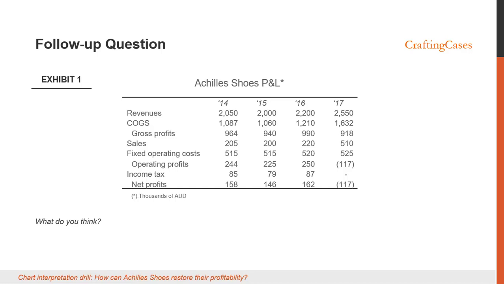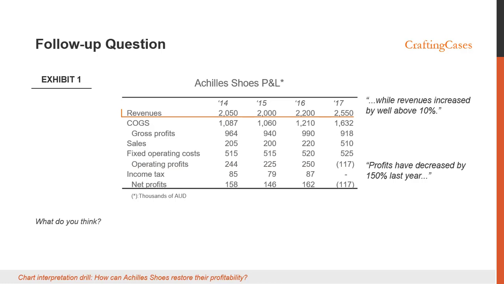So the first thing that catches my attention here is that we do see this decrease in profitability, from what is just above 10% of our revenues, looks a little bit like 15%, to minus 120, which seems to be around minus 5% of our revenues. So profits have decreased by 150% last year, and revenues have increased by well above 10%. So let's take a look at those cost components to understand what caused that.